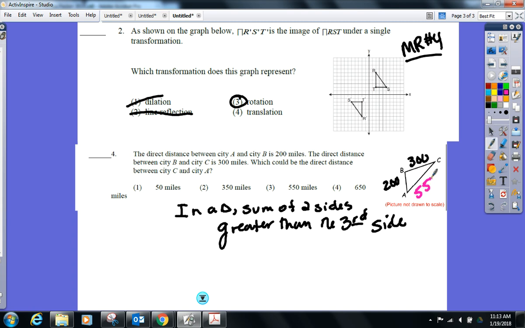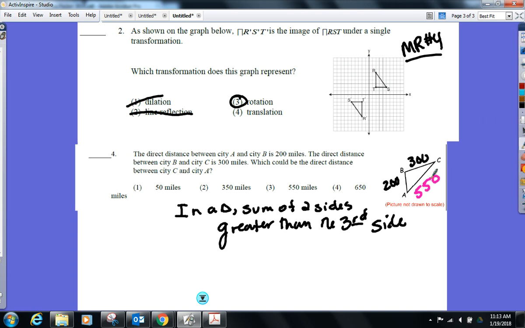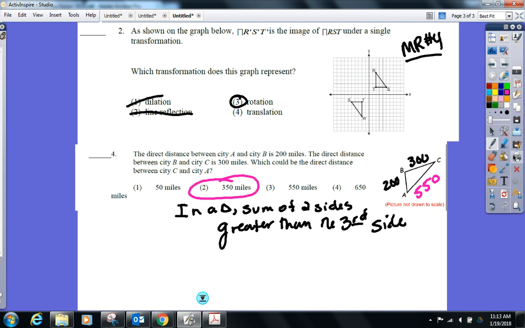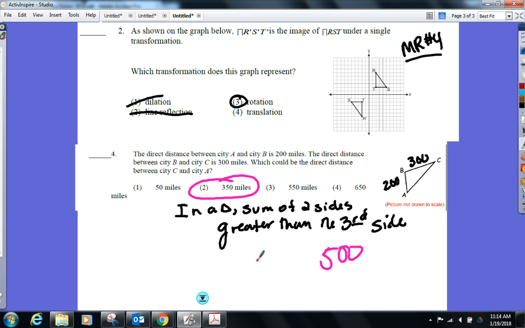Why won't 550 work? 200 plus 300? Not greater than 550. It's got to be greater than the third side, and 550 is not going to work. Obviously, 650 won't. All right, so that's why it was 350, but I showed you a little shortcut to find the values that it could be. You take the two given sides. Everyone ready? Add them up, 500, subtract them, 100. So that third side can be anywhere between 100 and 500, but not including those. Of the multiple choice, there's only one that fits in that range, and that's the 350.